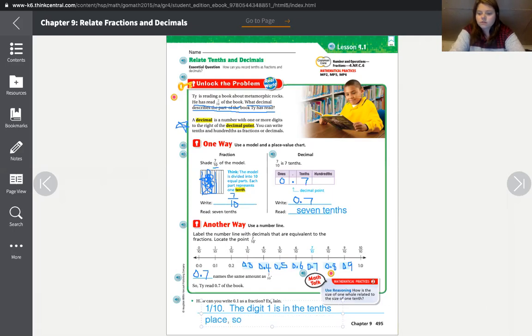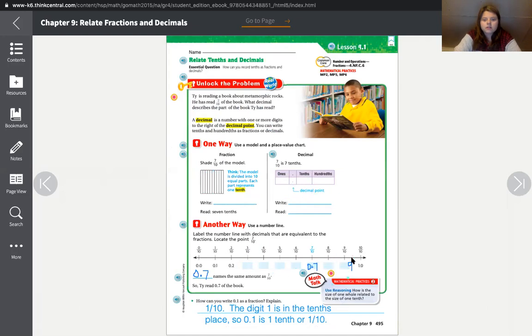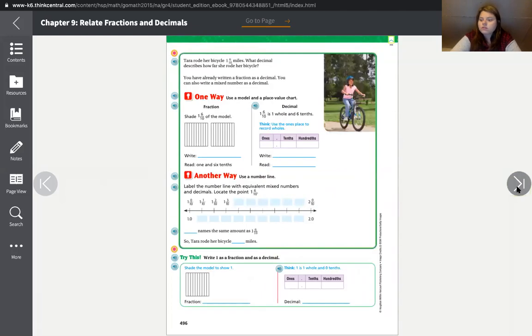So 0.1 is 1 tenth or 1 over 10. I'll let you get that written down. I'll erase up here and we'll move on to the next page. If it loads, there we go. All right.